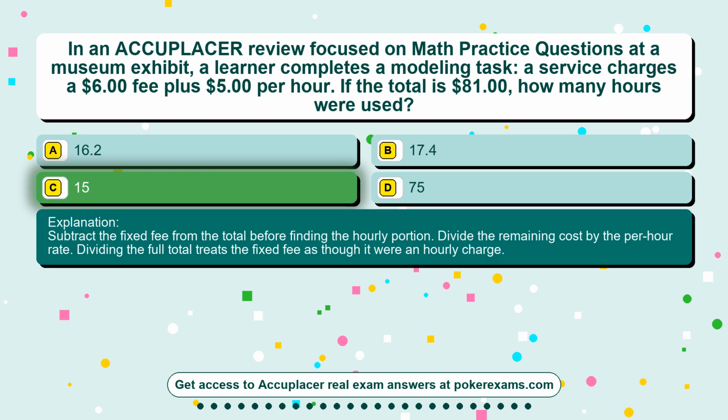Subtract the fixed fee from the total before finding the hourly portion. Divide the remaining cost by the per-hour rate. Dividing the full total treats the fixed fee as though it were an hourly charge.